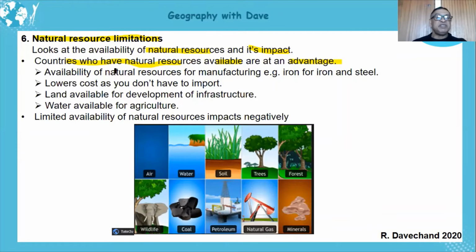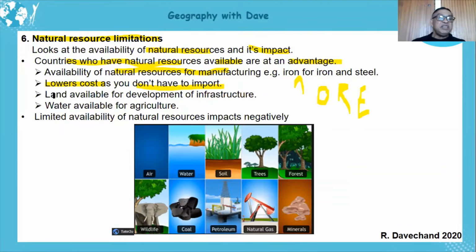Example, availability of natural resources for manufacturing. Iron ore, I need to add ore there, apologize. Okay, and my writing is getting better, the R and the E. Okay, iron ore for iron and steel, isn't it? You need the iron ore for iron and steel. Without the iron ore, if you don't have it in the country, you have to bring it from other places. Okay, it lowers costs as you don't have to import, isn't it? It's cheaper. All right, so more production, more profits.